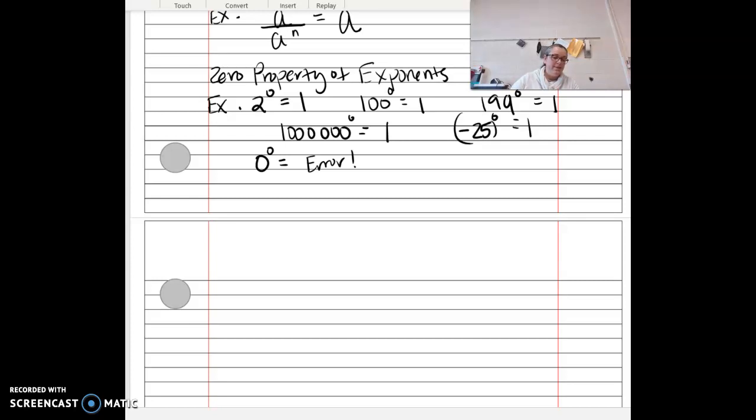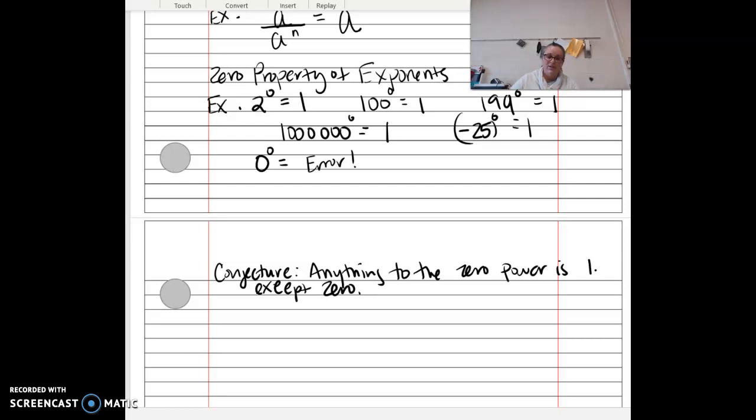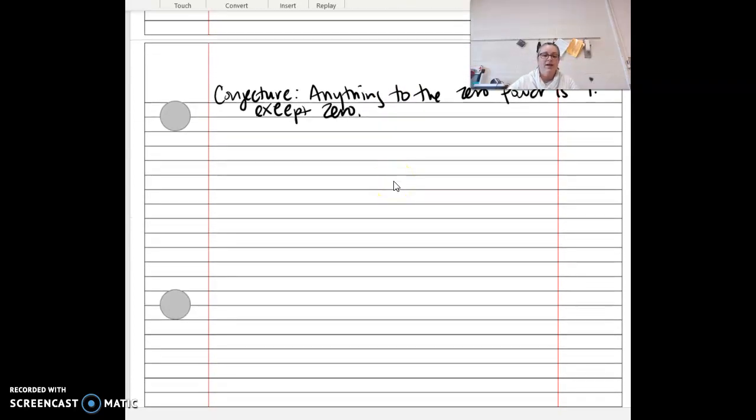So let's take a look and make our conjecture first. For our rule, pretty much our conjecture, anything to the 0 power is 1, except 0. 0 to the 0 power is not acceptable. It's error. Your calculator freaks out. And there's a reason for that. So what I'm going to go through is the proof of this and why anything to the 0 power is 1. So bear with me here.